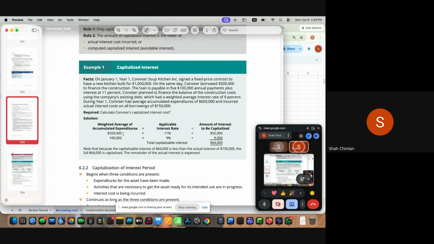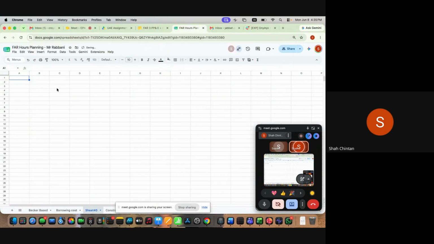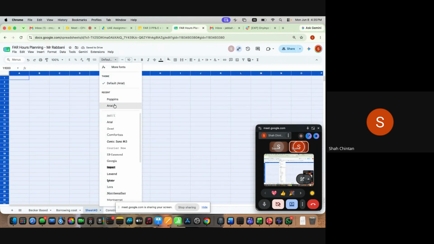Let's understand example number 1. On January 1, year 1, Sea Soup Kitchen Incorporation signed a fixed price contract to have a new kitchen built for $1 million. On the same day, you have borrowed 500,000 for financing the construction. So let's just open a new tab. Let me just do a little bit of formatting.